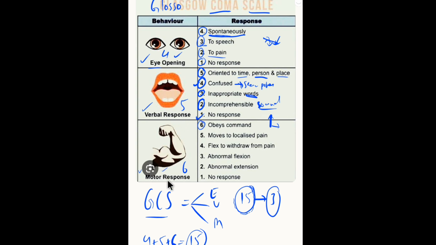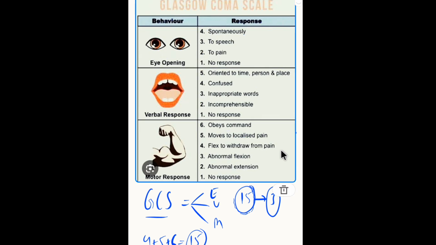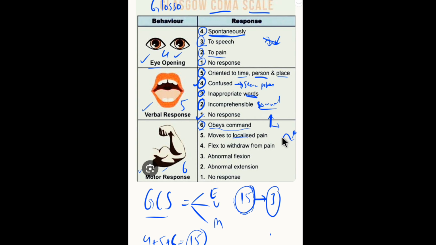Now come to the motor response. If they follow your commands, it gets 6. If he moves to the localized pain, for example, you painfully touch their trapezius muscle and they move their hand to that area, it moves to the localized pain, so this gets 5.